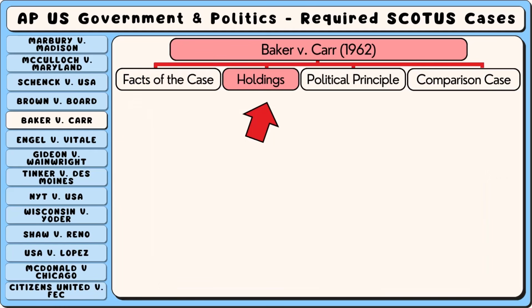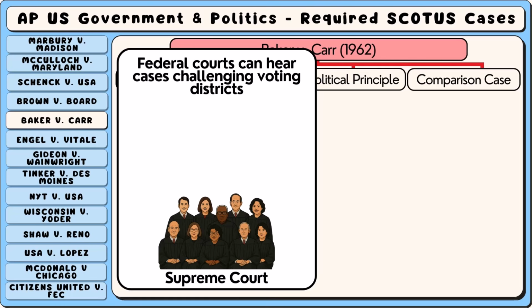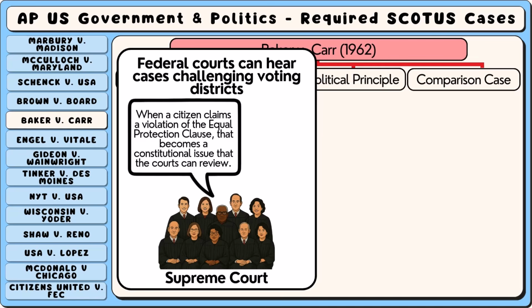So, let's look at the court's holdings, meaning the final decisions the justices made, and the constitutional ideas behind them. First, the court ruled that federal courts can hear cases challenging voting districts. The court explained that when a citizen claims a violation of the Equal Protection Clause, that becomes a constitutional issue, not just a political one, so the courts must be allowed to review it.